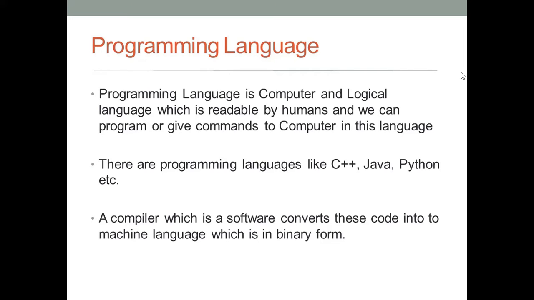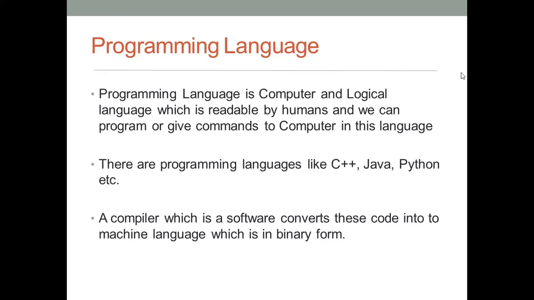A programming language is a very logical language which humans can read, and there is a program or software in the computer known as the compiler, which converts that programming language file, the human readable code, into the computer code, the machine code, which is in the binary form. There are too many types of programming languages like C++, Java, Python, etc. In this playlist we are going to see C++.